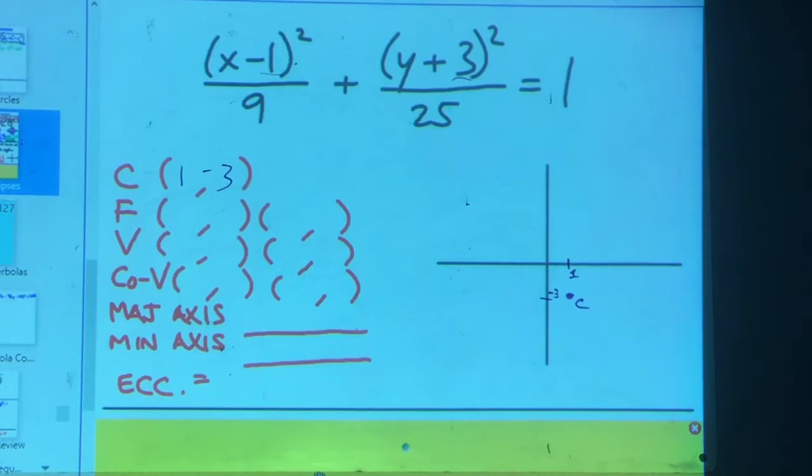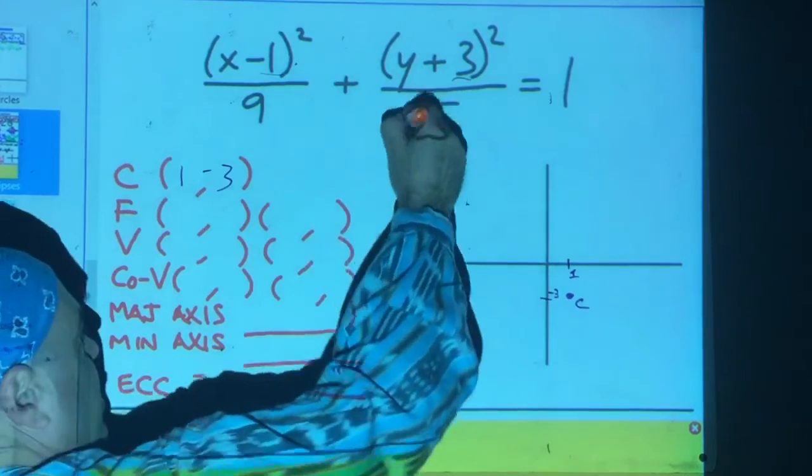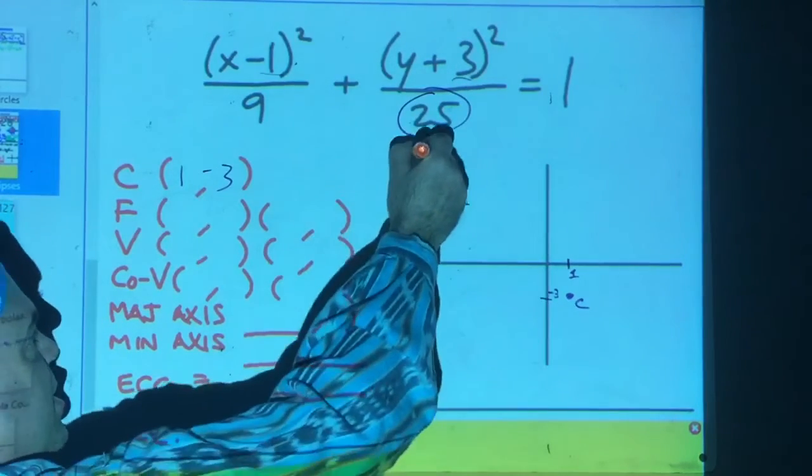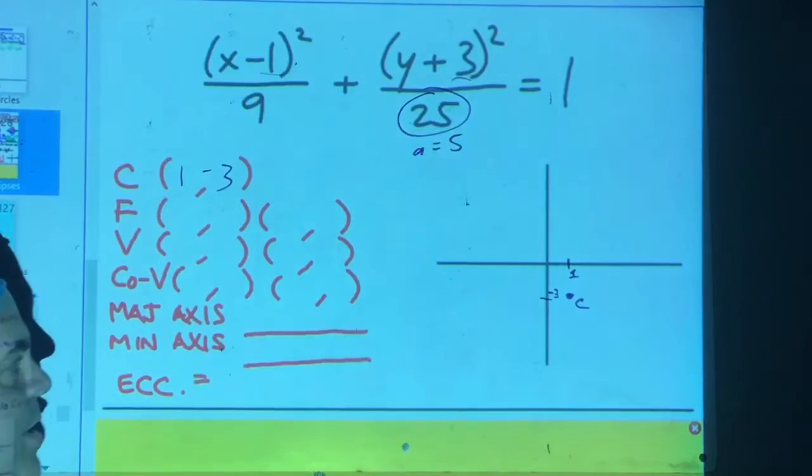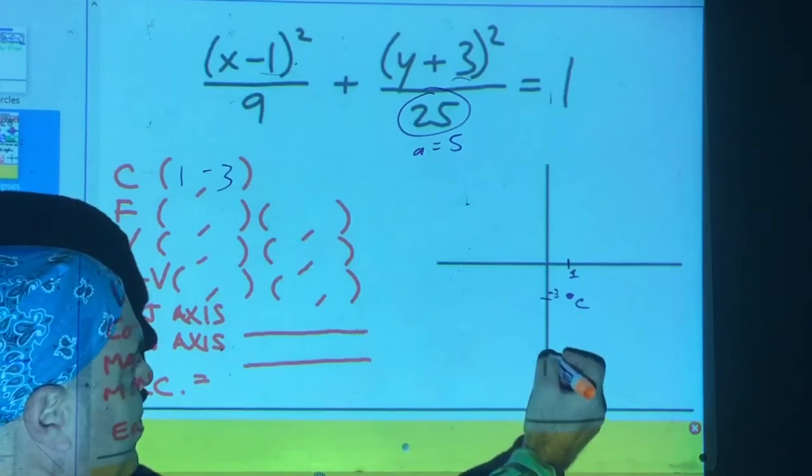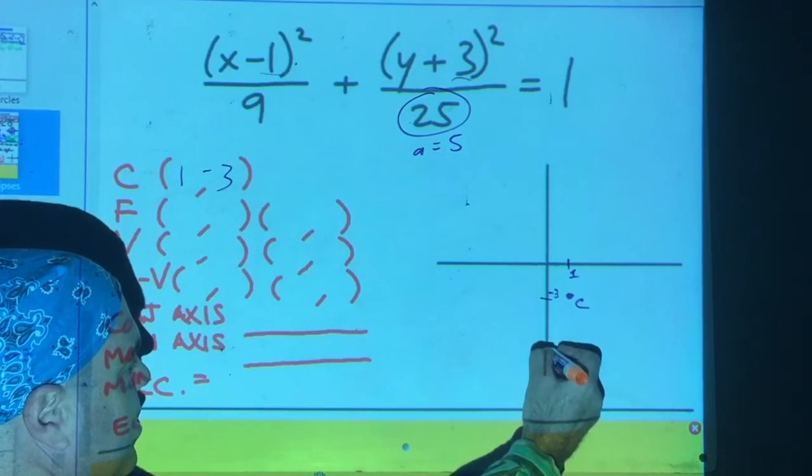Now notice the bigger number is under Y this time. So our major axis is going to go vertical, and we'll include our vertices and our focal points. All right, so how far are we going to go up and down? If that's A squared, then baby A says to go up 5. So we're going to go up and down 5.